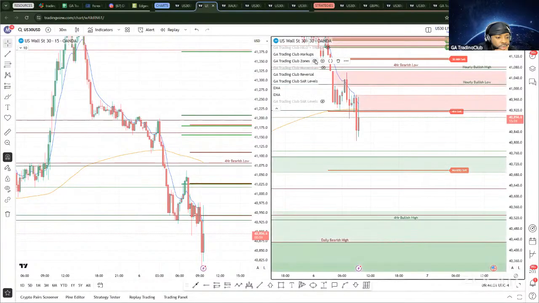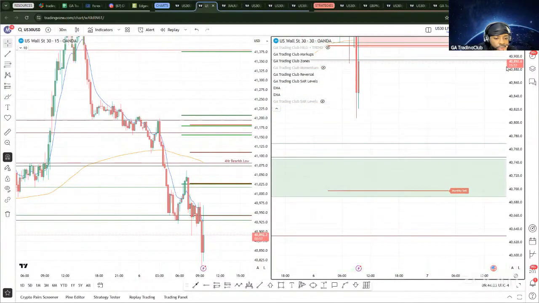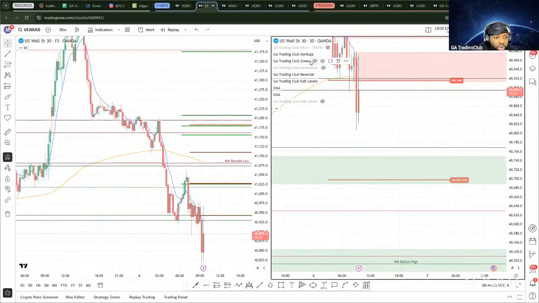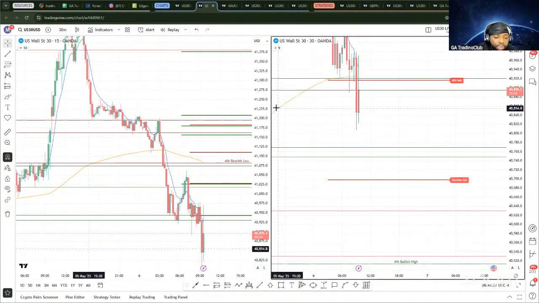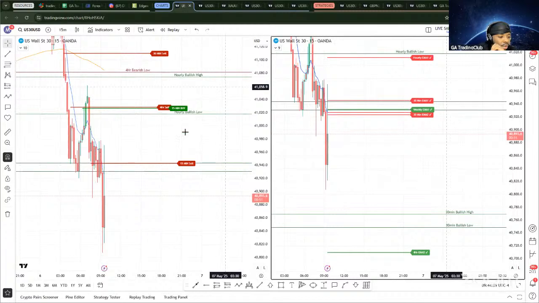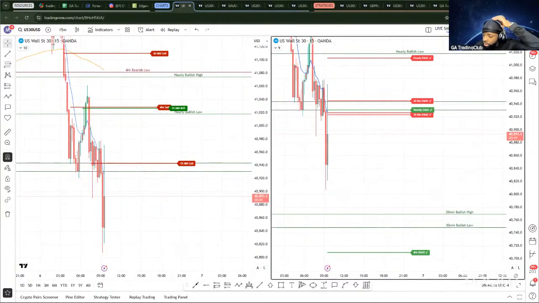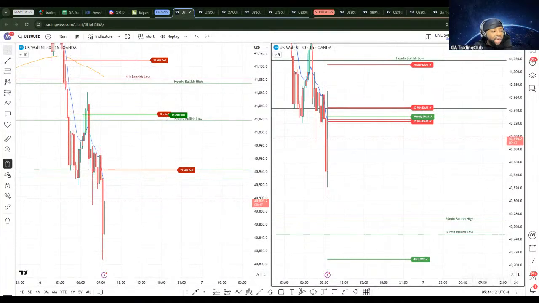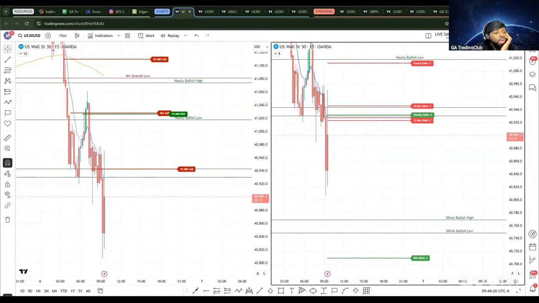Because these order blocks are in no man's land, so there's no area of demand anywhere there. So we can just keep waiting till like 10:30 and see if there's any change. But based off of how the market is structured right now, I really don't see anything that may come up now.